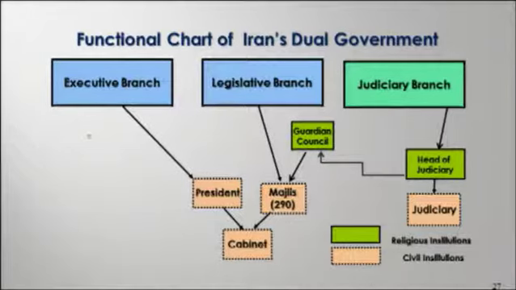The members of the Guardian Council serve 6-year staggered terms, so that means half of the membership changes every 3 years. Now let's talk a little bit about the powers of the Guardian Council.